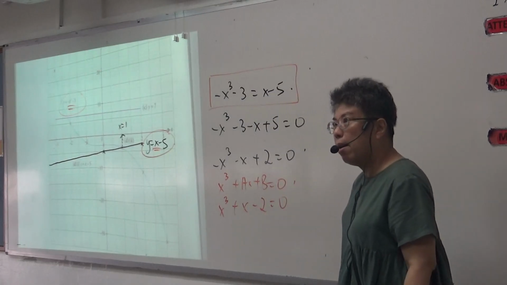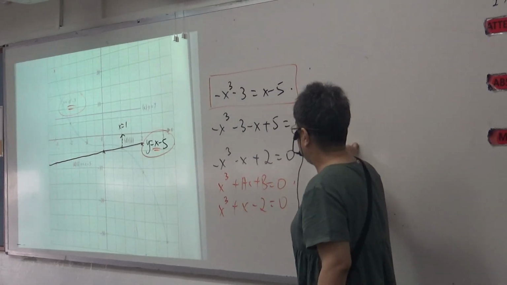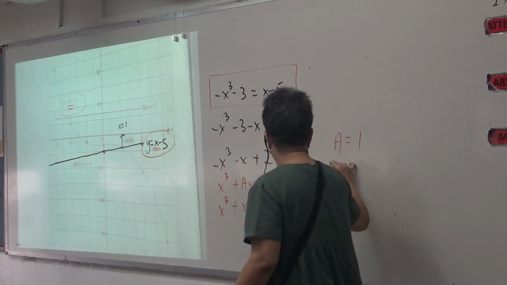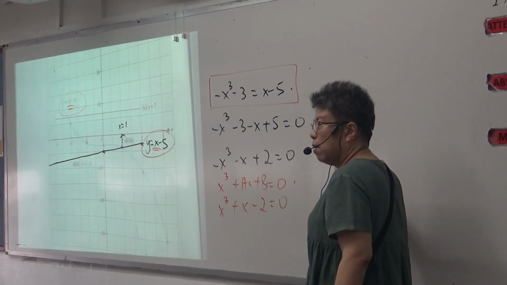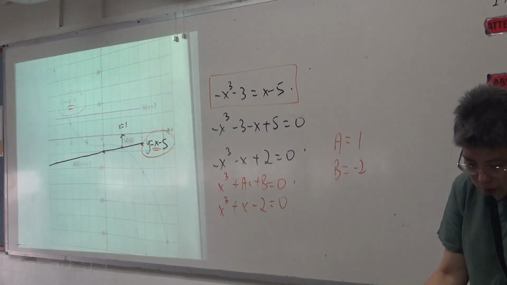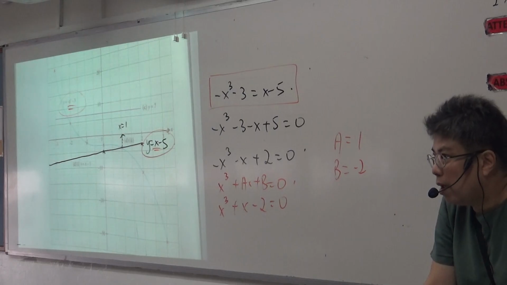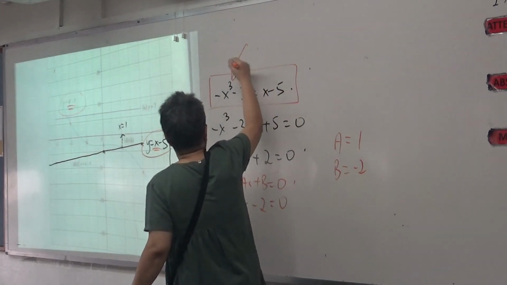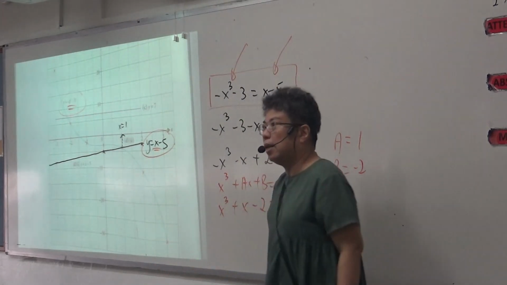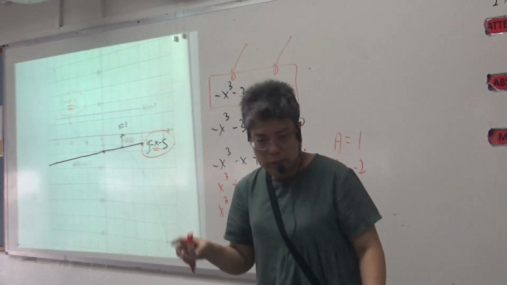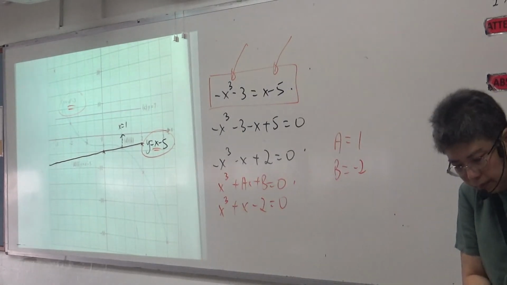Now can I compare? Yes, so what's my A? Still 1, right? See, A is 1. What's my B? Negative 2. So that's how you compare. Is that okay? Now, the main point I want to drive home today is this one must be the curve, this one must be the line. And you must know what to add. Understand? What to add.